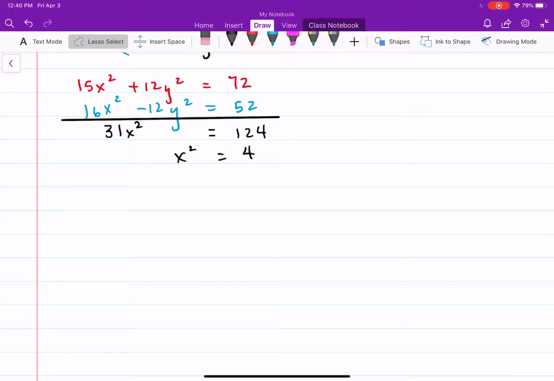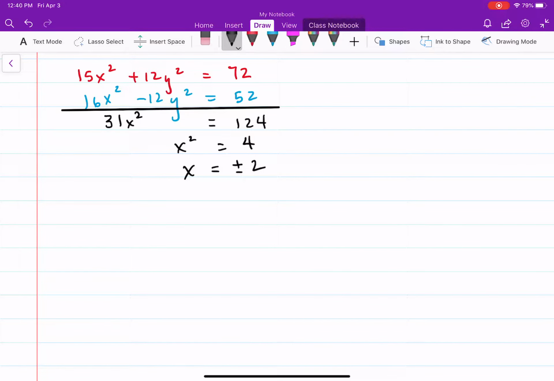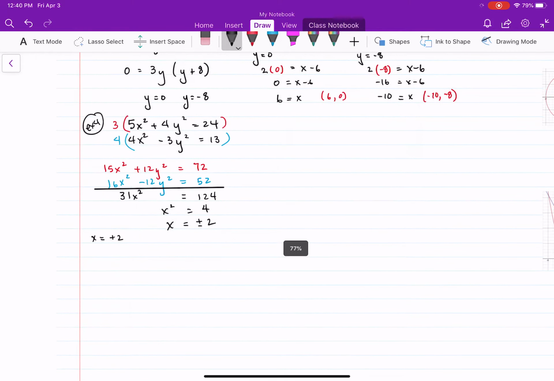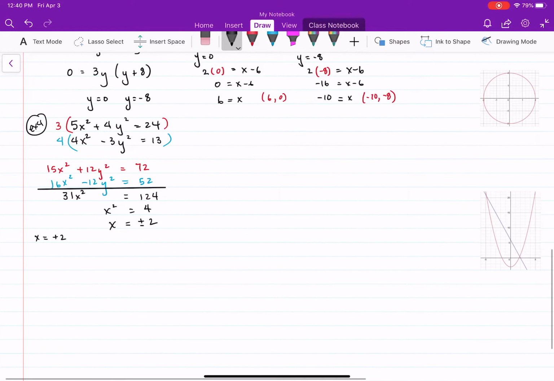Okay, so if x squared equals 4, that means x could be plus or minus 2, because I will have to take the square root of both sides. So I got x is equal to positive and negative 2. Great. So that means I have two x's here. All right, so let's find what the y value would be. We have to do it for both x's. It doesn't really matter, so let's stick with the first one, x equals positive 2.